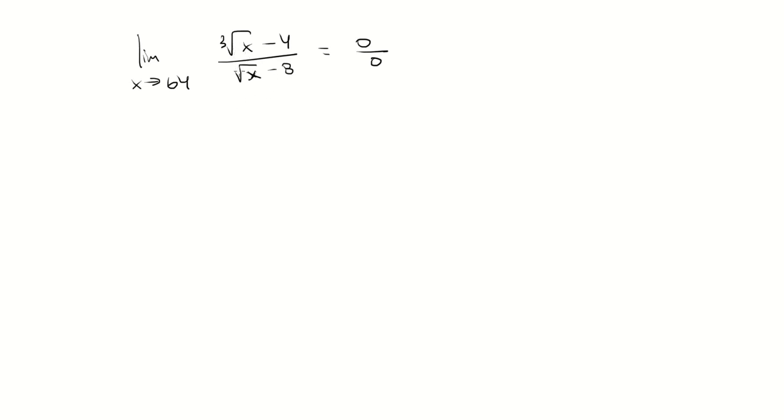So the question is, what should we substitute? Well, if we look at powers of x, we have x to the 1/3 and x to the 1/2 power. We want a least common denominator. What's the least common denominator of 1/3 and 1/2? That's going to be 1/6. So that's what t is going to equal, which means x will be t to the 6th power. So we'll say that x is t to the 6th.